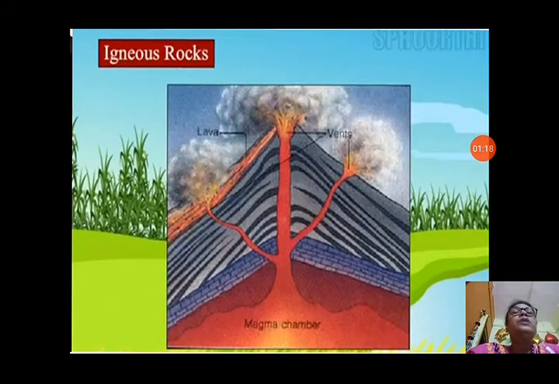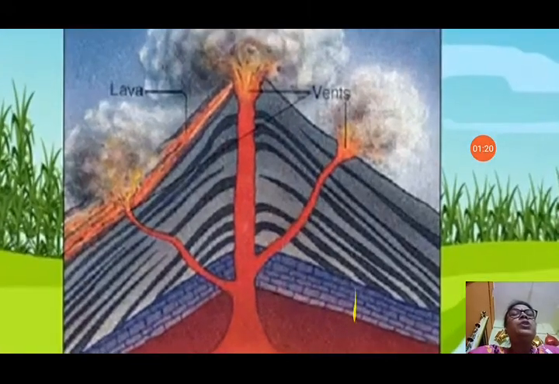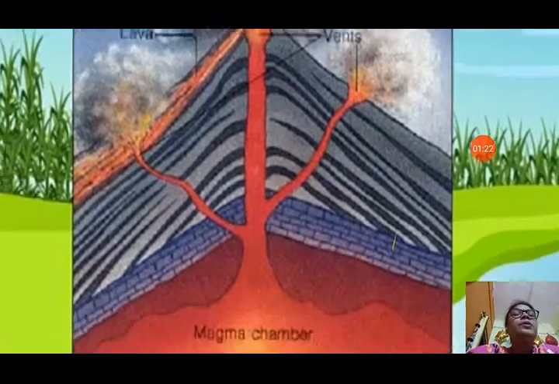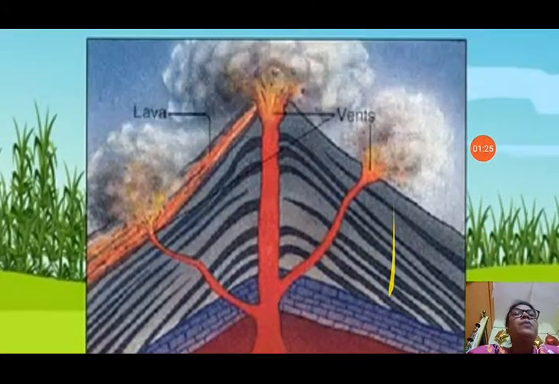Next, you can see how igneous rocks are formed. A picture is also given here. You can see the magma chamber. From the magma chamber, magma comes out and forms lava, and lava cools down to form igneous rock.